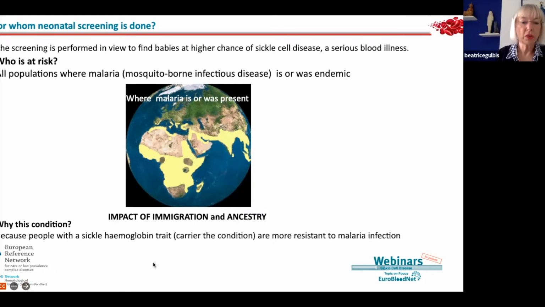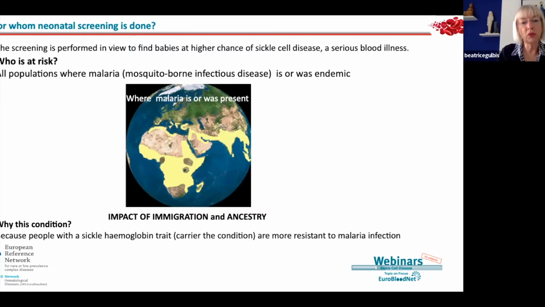And why this condition? I told you that someone can be a carrier of the hemoglobin S. We also say the sickle hemoglobin trait, it's another way to say it. And all those people have an advantage, and they are more resistant to malaria infection.